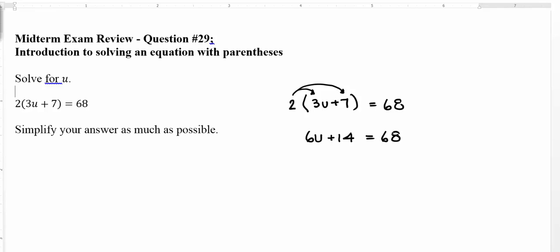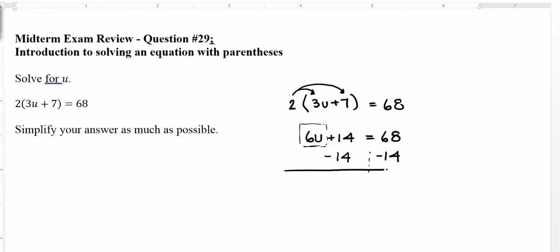Now remember, the goal in solving our equation is to always get our variable by itself with a coefficient of 1. So I look for the term that has my variable, and this is 6u. Before I do anything else, I need to get that term by itself. And since I'm adding 14 to it, I do the opposite on one side. So I subtract 14. So that means I need to subtract 14 on the other side as well.